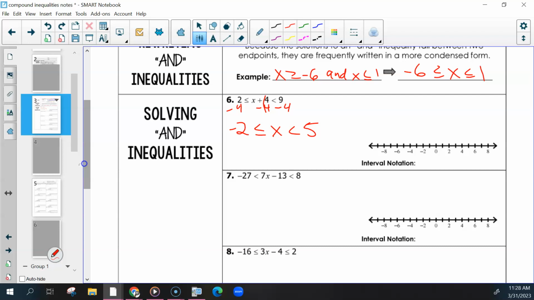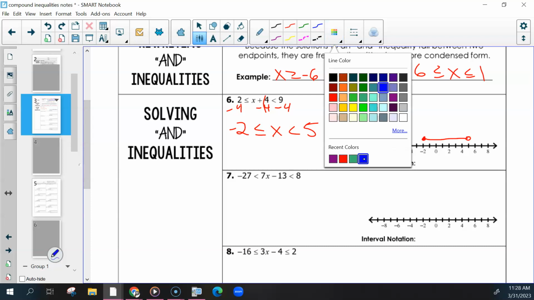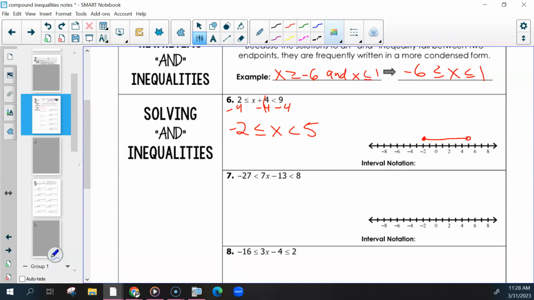Negative 2 less than or equal to x is less than 5. And once you get the hang of this, you could just graph this part. You could still graph the overlap if you need to. So this would be closed at negative 2, open at 5, with the line that connects them in between. If you wanted to see the overlap, you kind of have to think about this as two separate things. The last part, by itself, x is less than 5. So open circle at 5, going to the left.